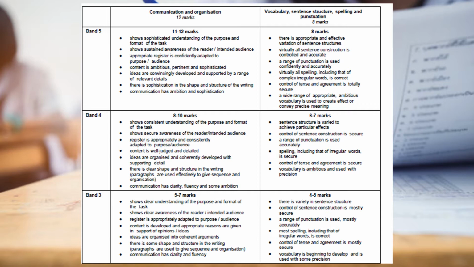The band 3 at the bottom of the screen there is roughly your pass grade, and in order to pass this English exam you probably want to get about half marks all in all. So at the top end of band 3 would probably secure your grade 5. So let's focus our attention on that for the moment.